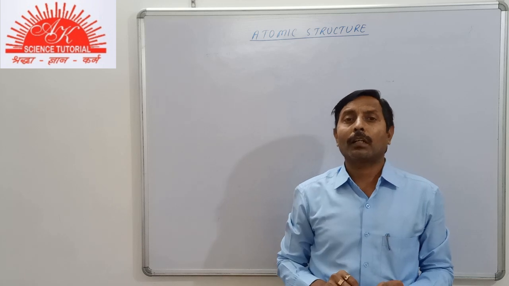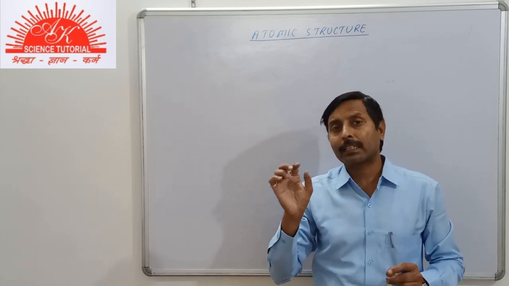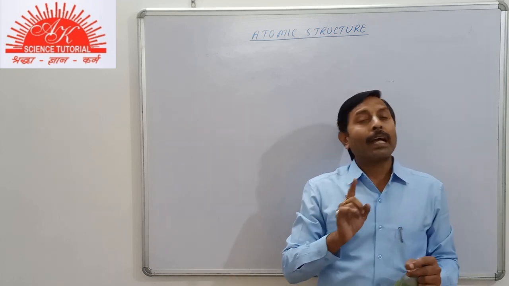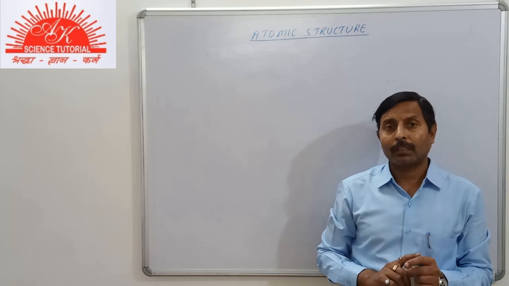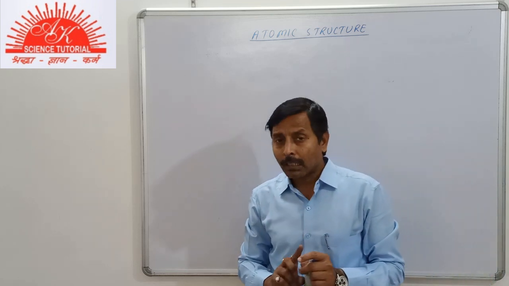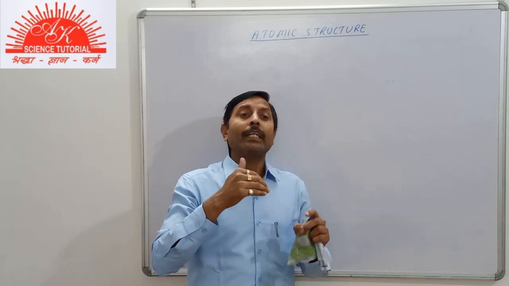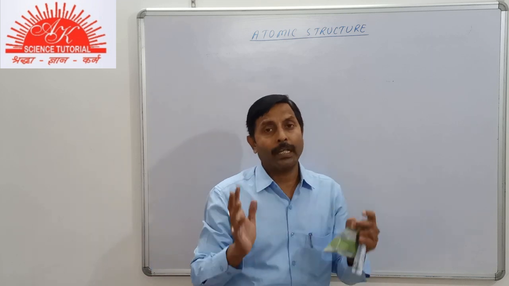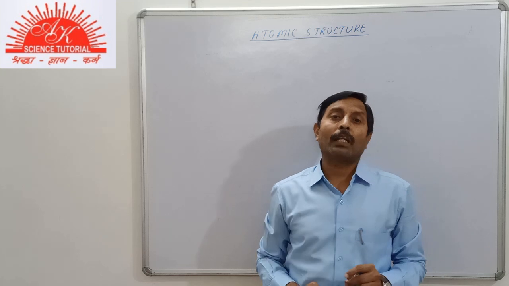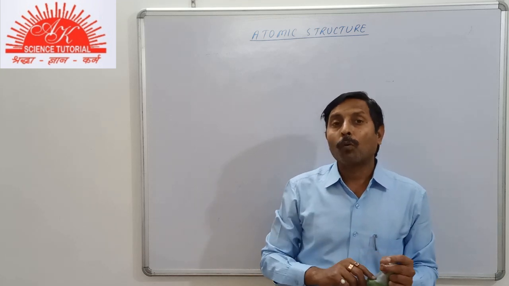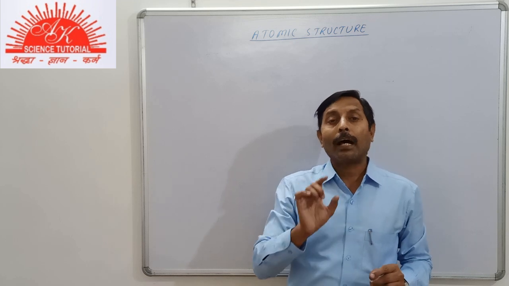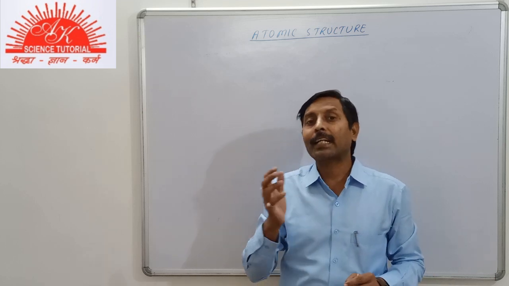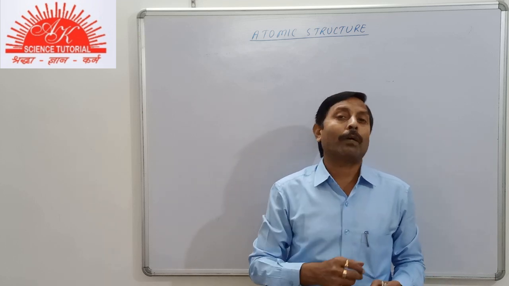It was Rutherford, Ernest Rutherford, who performed his experiment in 1911 AD, when he discovered the existence of the nucleus, the arrangement of electrons and protons in the atom. And this experiment performed by Rutherford is popularly known as the alpha scattering experiment. Now, what is alpha particle?